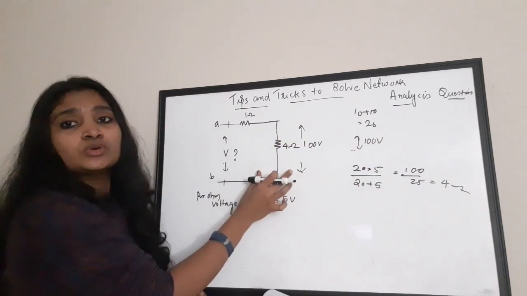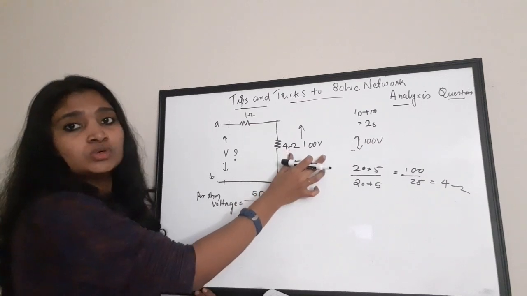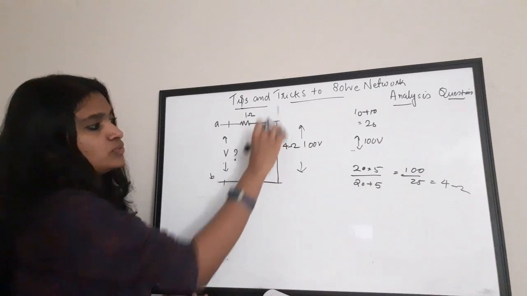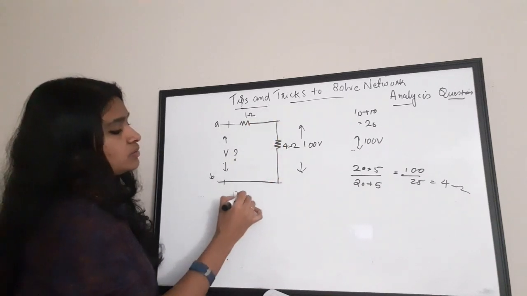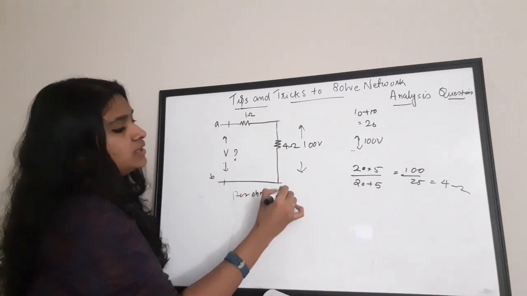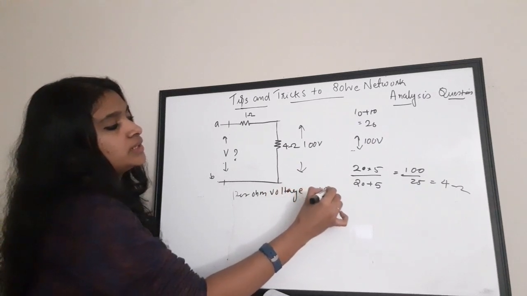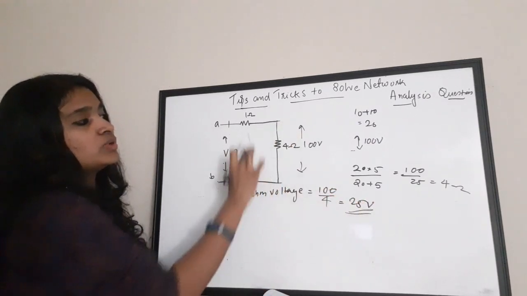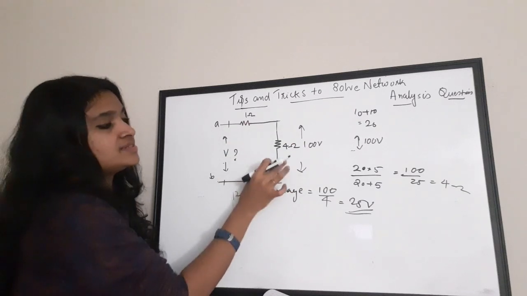So there is a single 4 ohm resistance with a 100 volt across it, right? Okay, so what will be the per ohm voltage again for this 4 ohm? The per ohm voltage will be voltage is equal to 100 by 4, which is equal to 25 volt. So the per ohm voltage for 4 ohm resistance is 25.